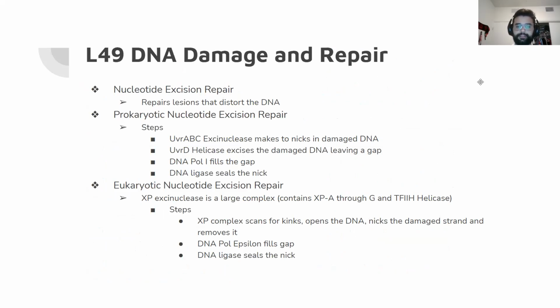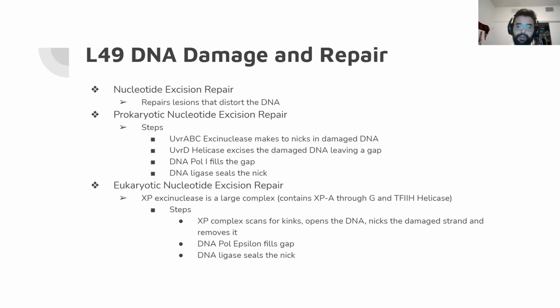So our nucleotide excision repair, this repairs lesions that distort DNA. For example, our thymine dimers or our alkylations. Prokaryotes and eukaryotes have different steps, and you're going to have to know both of them, but they are pretty similar in concept. So for prokaryotes, we have our UvrABC exonuclease that makes a nick in the damaged DNA. Our UvrD helicase removes a good portion of the DNA, excising the damaged DNA and leaving that gap. DNA polymerase 1 then fills in that gap, and DNA ligase seals the nick.